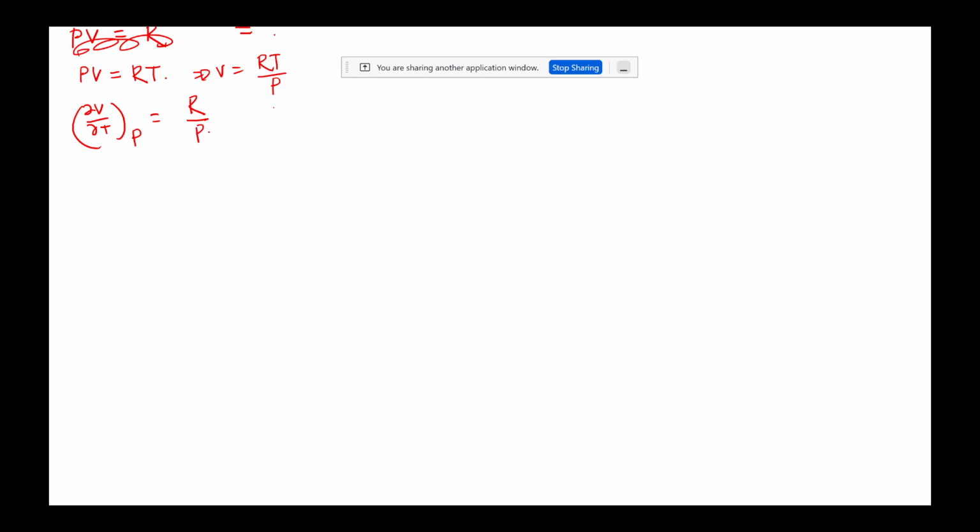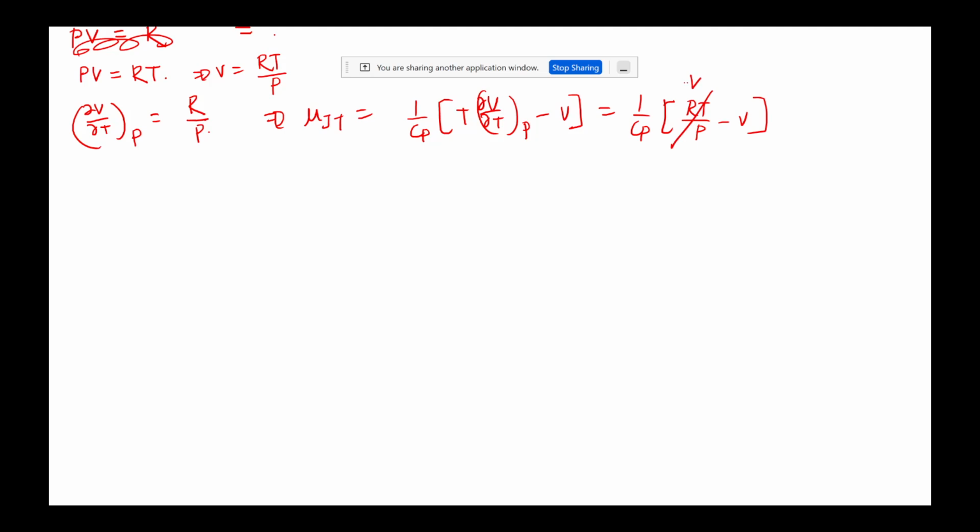If you substitute in the expression of mu JT, which is 1 by Cp times T dV dT at constant P minus V, it becomes 1 by Cp times T times R by P, so RT by P, minus V. Now this RT by P is V, so V cancels out and it will be 0. So for an ideal gas there is no Joule-Thomson effect, because mu JT is always 0, so there is no heating or cooling.